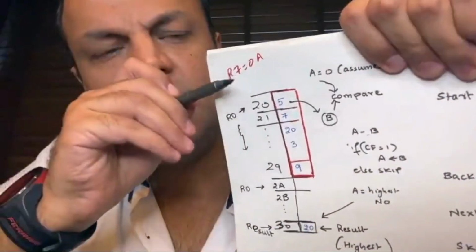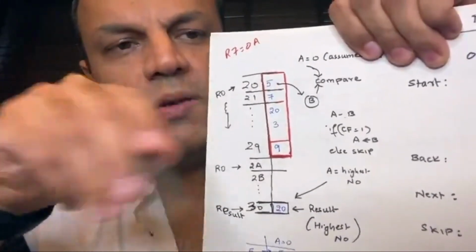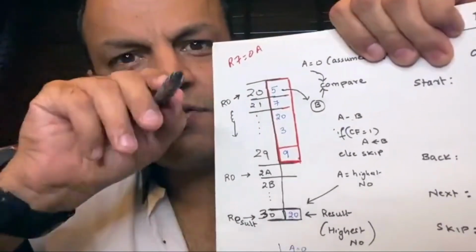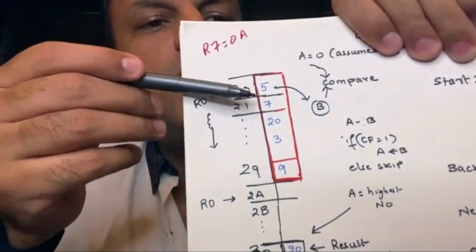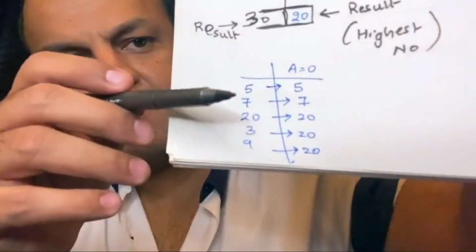Infinitely? No. In the loop, you'll go on decrementing R7. So you'll be using your DJNZ instruction. The loop will break after 10 iterations. Every time you got a new higher number, you copied it to A. Let's do a dry run. Let's say there are 5 numbers.